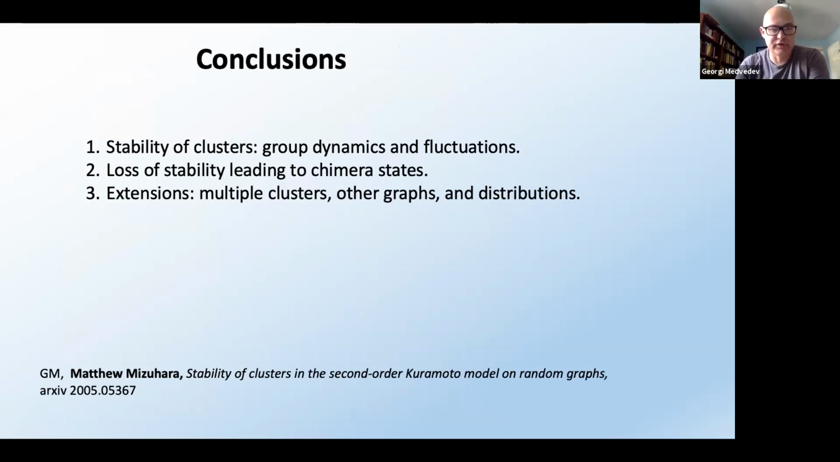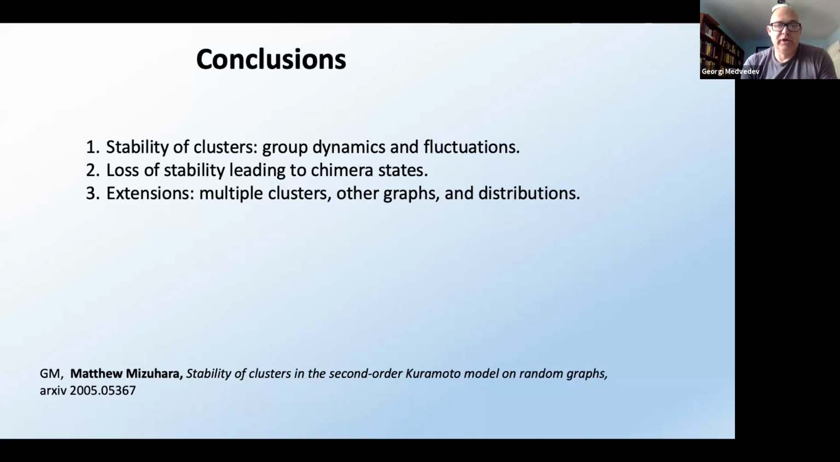finish with brief conclusions. So I guess the main point of our work is this framework for analyzing stability of clusters, which is based on the decomposition into group dynamics and the analysis of fluctuations. It gives us a low-dimensional deterministic system for the group dynamics, and then coupled Vlasov equations describing the fluctuations.